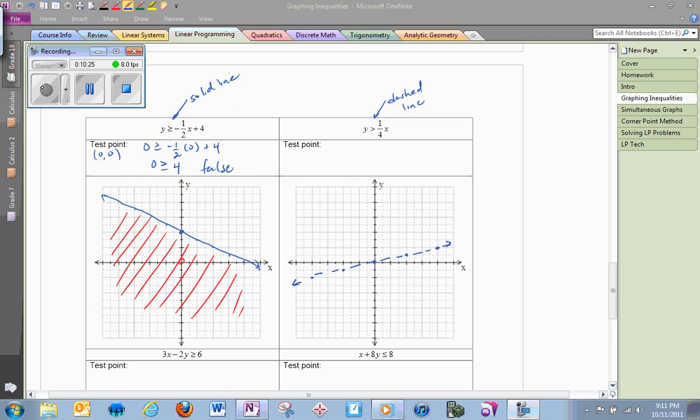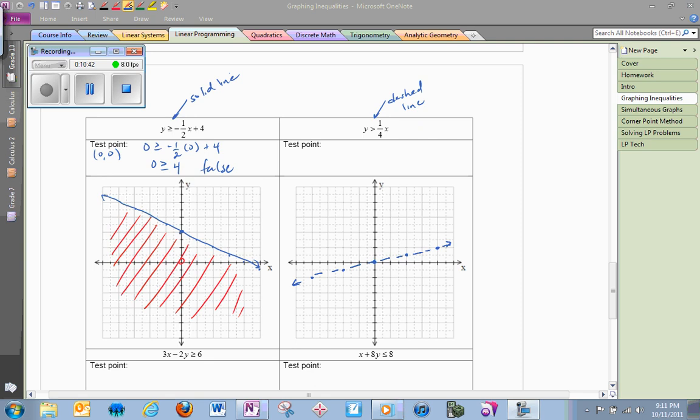Graph. So you've got your dashed line. Notice that the y-intercept is 0 and that it goes up 1 and to the right 4, or down 1 and to the left 4 to draw my line. But because it goes through 0, 0, it cannot be my test point.